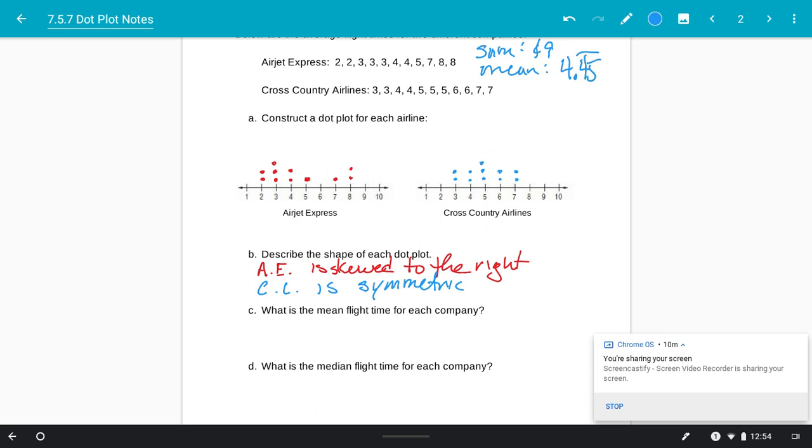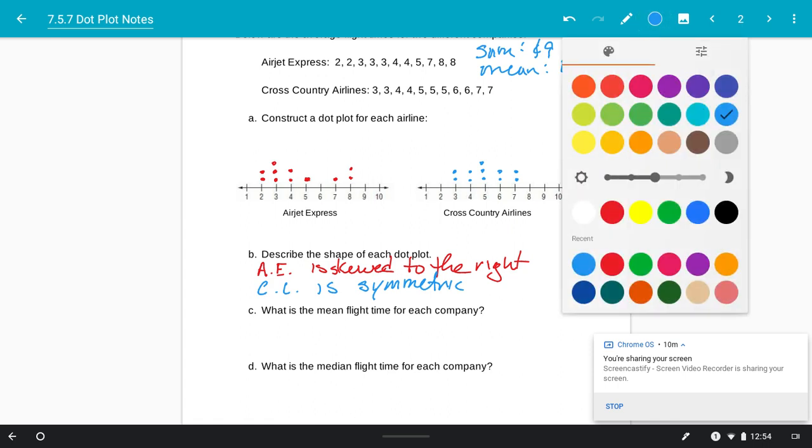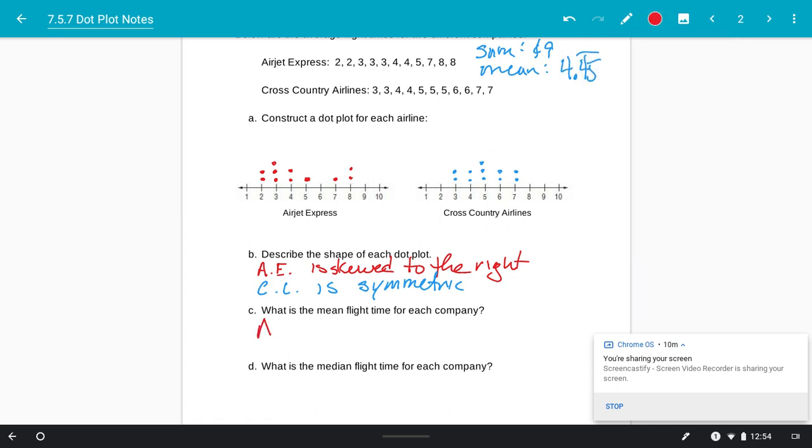All right, so the mean flight time for each company. So I'll switch back to my colors. So here Airjet Express has a mean of 4.45 repeating. Now, since that is a nice repeating decimal, I'm going to use that repeating bar instead of rounding that number, right? If I don't need to round, I won't round.